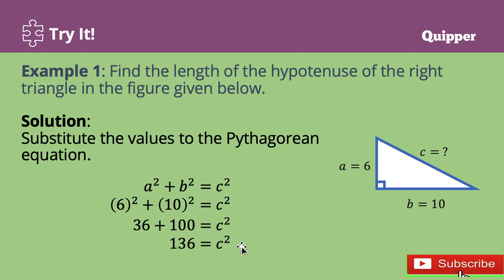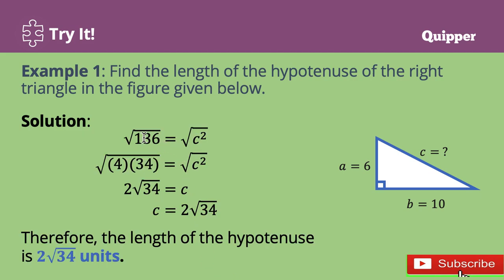But take note, we are looking for c, not the c squared. So we have to take the square root of both sides now. So we have here, square root of 136 is equal to the square root of c squared. Square root of c squared is just c. And for the square root of 136, since 136 is not a perfect number, and 136 is not a prime number also, so it's a composite number. And if it's composite, of course, we can factor that number.